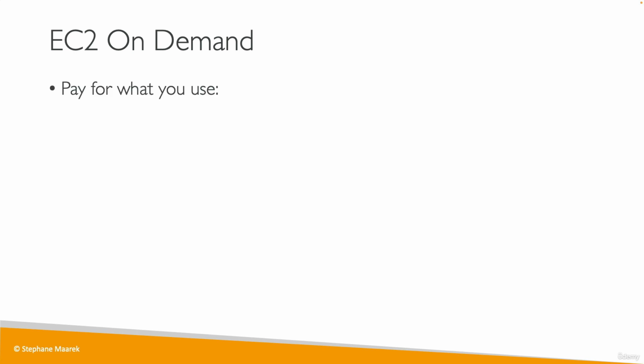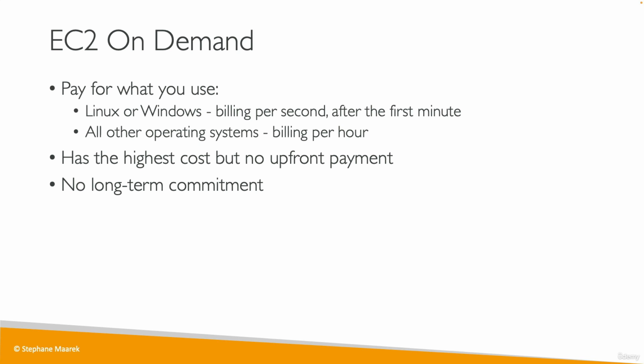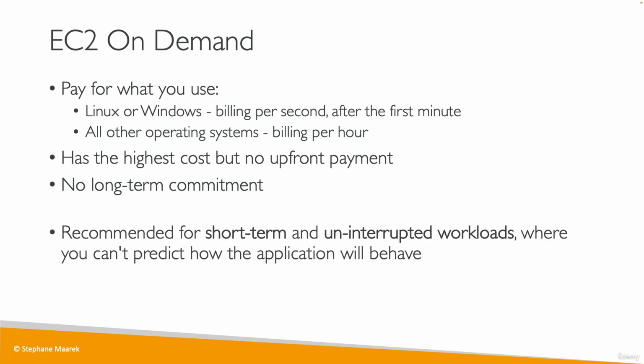Now let's look at EC2 on demand. So you're going to pay for what you use. That means that if you're using Linux or Windows, you're going to be getting billing per second after the first minute, or for all the other operating systems, you're going to get billing per hour. It has the highest cost, but no upfront payments and no long-term commitments. That means it's definitely recommended for a short-term and uninterrupted workload where you cannot predict how the application will behave.